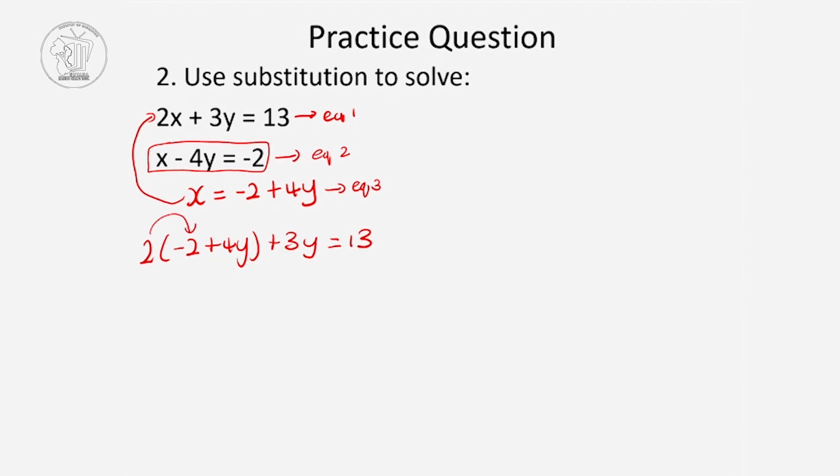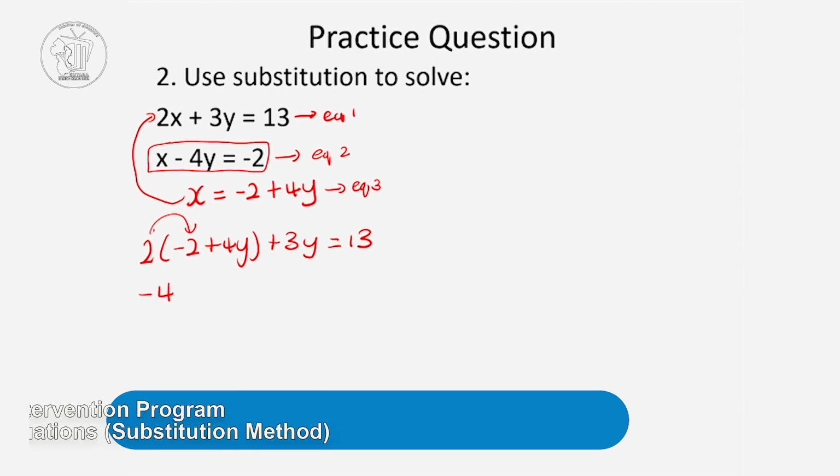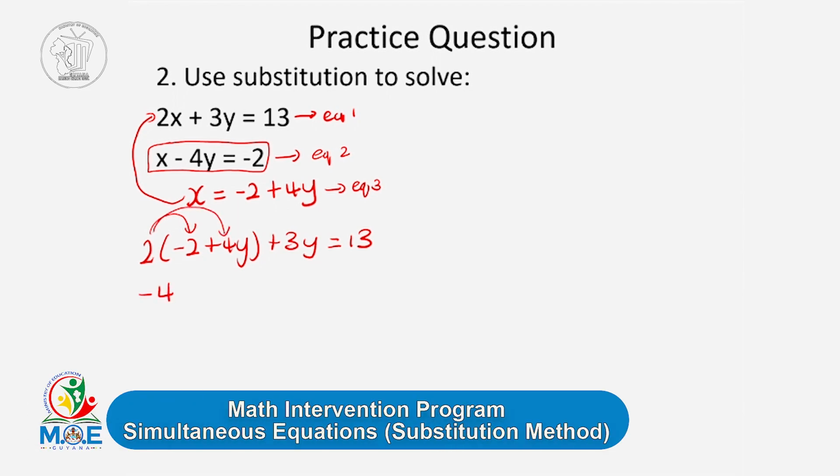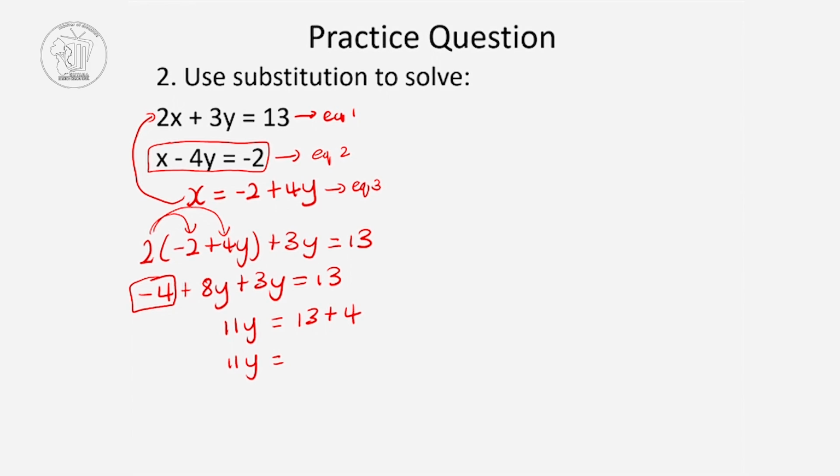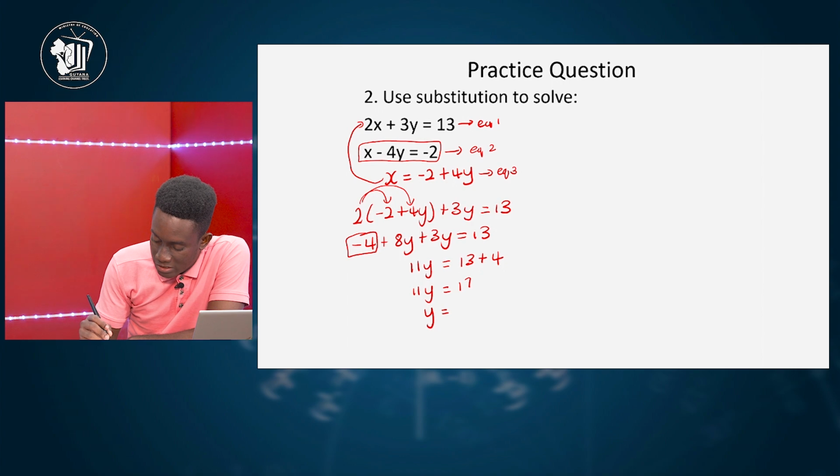So 2 times negative 2 would give us negative 4, and 2 times plus 4y would give us plus 8y, plus 3y is equal to 13. So we simplify. 8y plus 3y would give us 11y, which is equal to, so this is a minus 4, when we take it over, it will become 13 plus 4. So 11y is equal to 13 plus 4, which gives us 17. Hence y is equal to, this 11 is multiplying this y, when we take it over, it will divide. So you'll have 17 divided by 11.